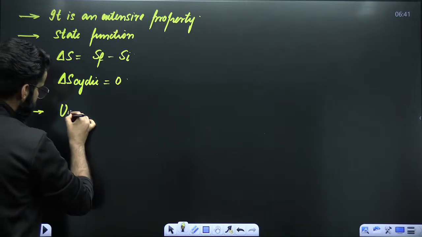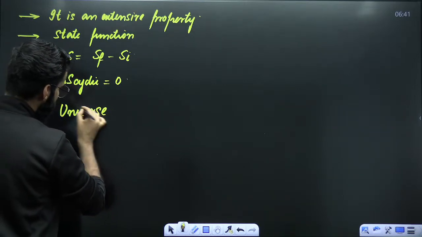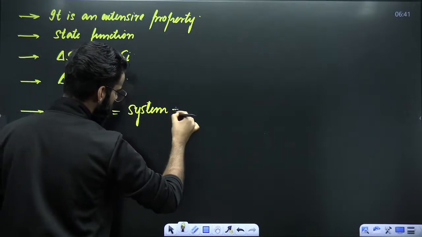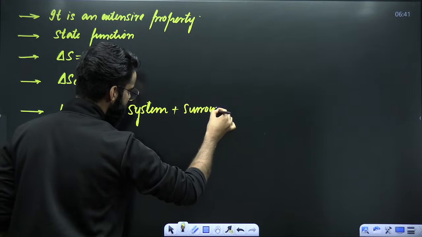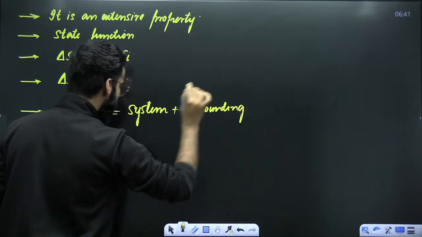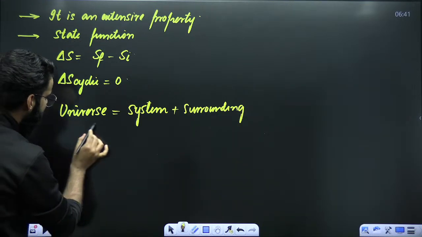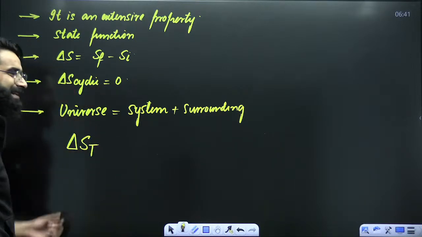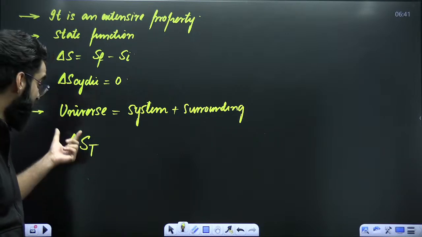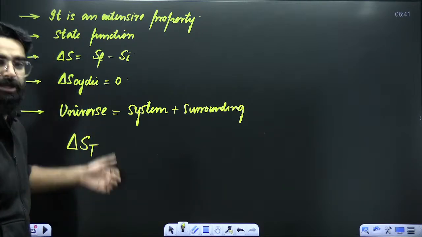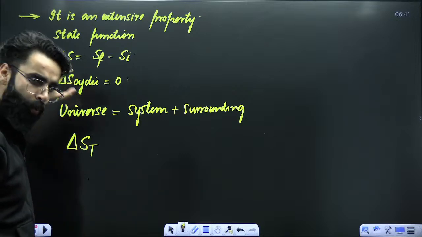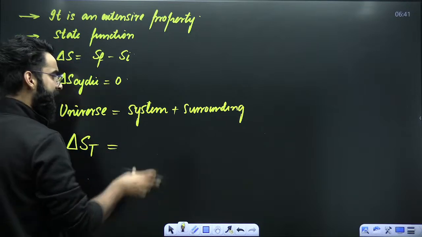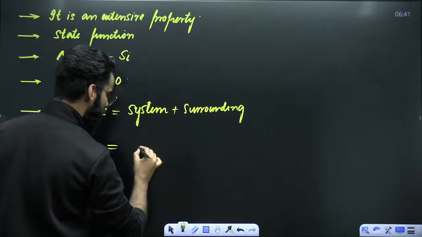All right. Now let me tell you one important thing. If I talk about the universe, what is the universe made up of basically? The universe is made up of system and surroundings. For example, if I ask you to calculate the total change in the universe, it is represented by delta S total. Delta S total represents the total entropy change in the universe. Whatever the entropy change of the universe, that will be due to the entropy change of the system and due to the entropy change of the surroundings.